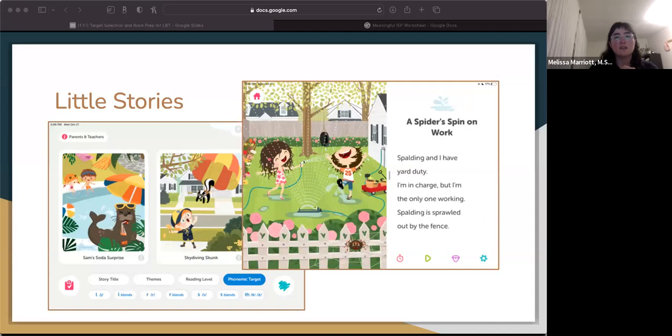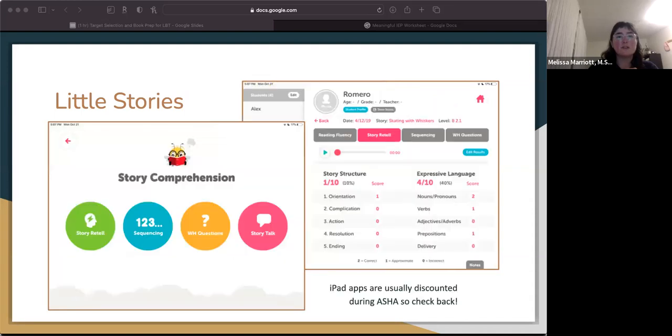Little Stories has like 100 stories. They're all very short, and they all contain different articulation sounds, so they're heavily loaded with artic sounds. But for each story, there are also all of these other sections that you can complete through the app, and then they have guidance on how to score them. Like story retell, sequencing, WH questions.